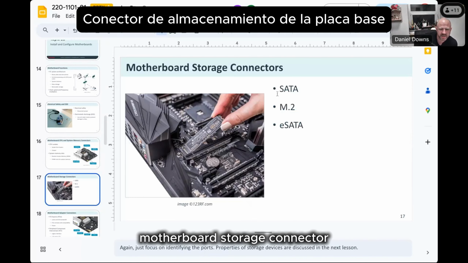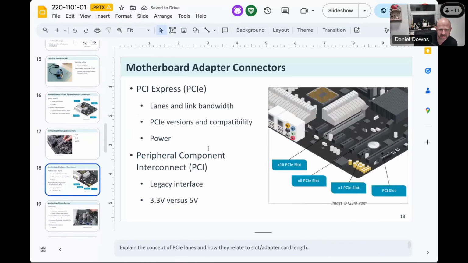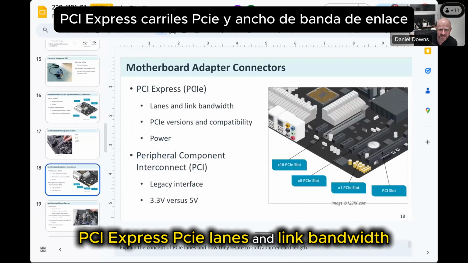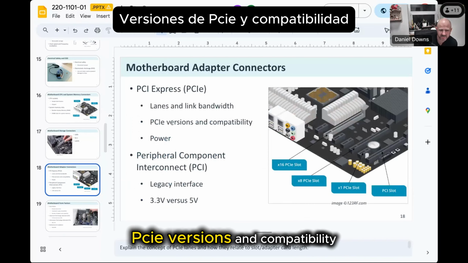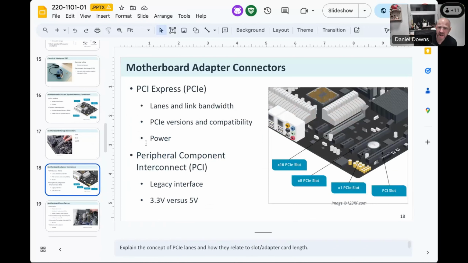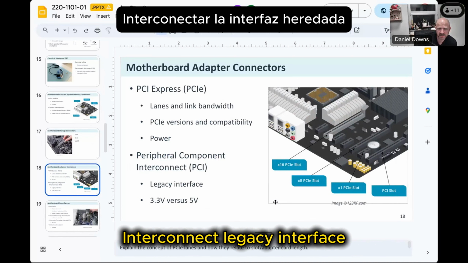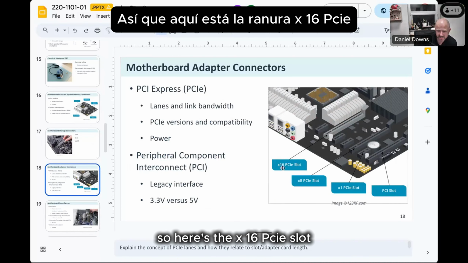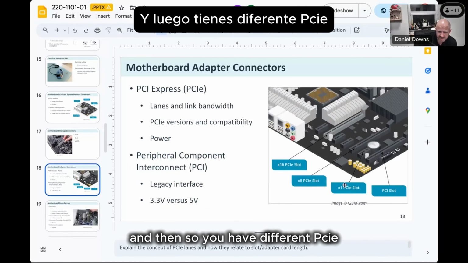Motherboard storage connectors, SATA M.2 eSATA. Motherboard adapter connectors, PCI Express, PCIe, lanes and link bandwidth, PCIe versions and compatibility, how they're powered. And then there's PCI, peripheral component interconnect, legacy interface. So here's the x16 PCIe slot, and then the x8 PCIe slot. And then, so you have different PCI.